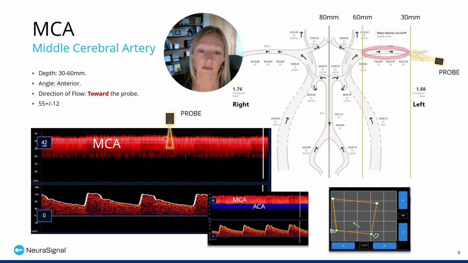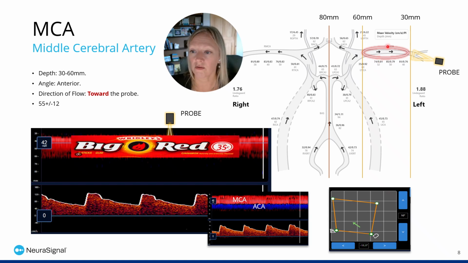So you'll see the same thing aligned here. Here is 30 millimeters and here is 60. We can see all that blood flow towards the probe. It is the only vessel that we can see so much of, and that is why we should think of big red when you think of your middle cerebral artery. It is your big red band. It is the only vessel where you're going to see all this red blood flow coming towards the probe.